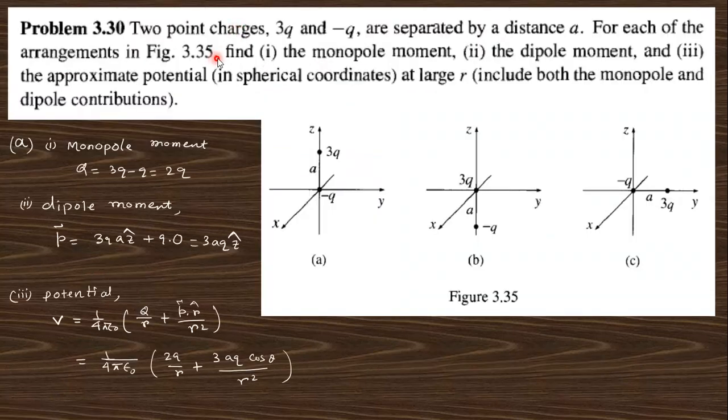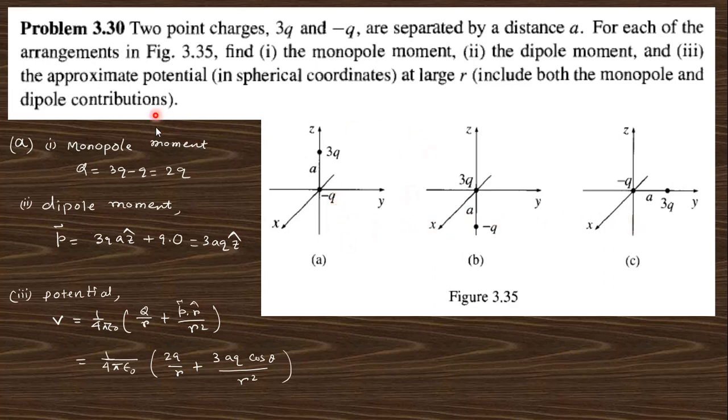Next question: two point charges, 3q and minus q, separated by a distance, in each arrangement of this figure. This is figure 3.35. You need to find the monopole moment, dipole moment, and the approximate potential for these two terms at a large distance, including both monopole and dipole contributions. Clear? So you need to find the monopole moment, dipole moment, and the potential in case of these three figures.